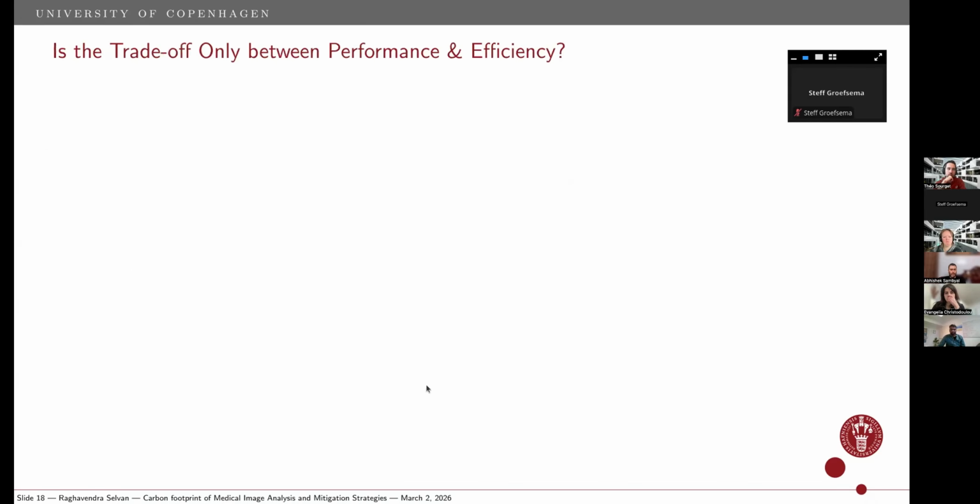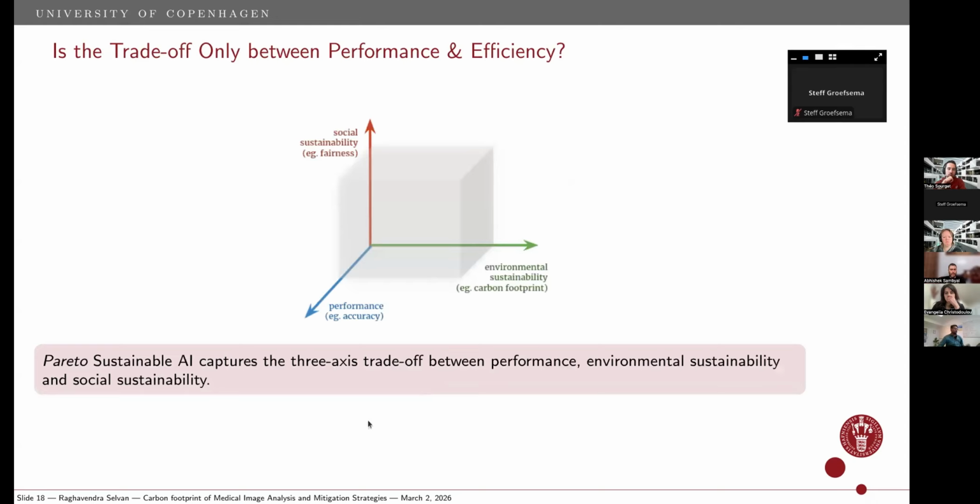Okay, so is the trade-off only between performance and efficiency? We would like to argue no, because it's especially important in medical image analysis. You have performance on this axis, and I think in this talk, all of us are saying that we should not just look at performance. We need to look at other axes. What I have argued for is resource metrics here, but it also has other impacts, for instance robustness or calibration or fairness.